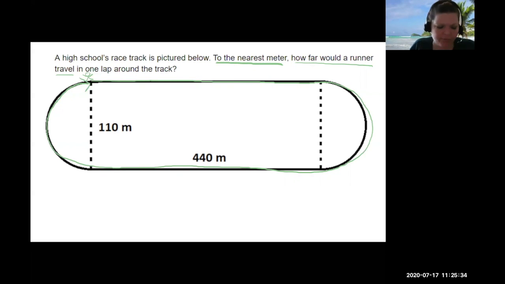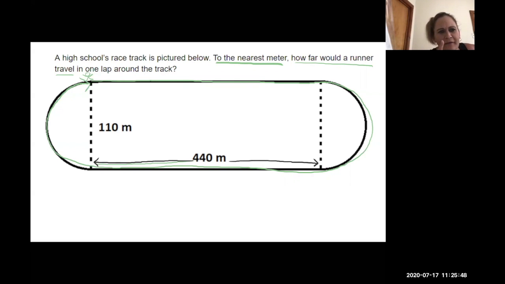Now, careful. I probably should have put lines here so that it was clear. They would definitely have it be clear on the GED. So let me add this in as if this was always there. When this is labeled 440, I'm talking this side from here to here. Do we add everything, like 440 plus 110 plus 440 plus 110?